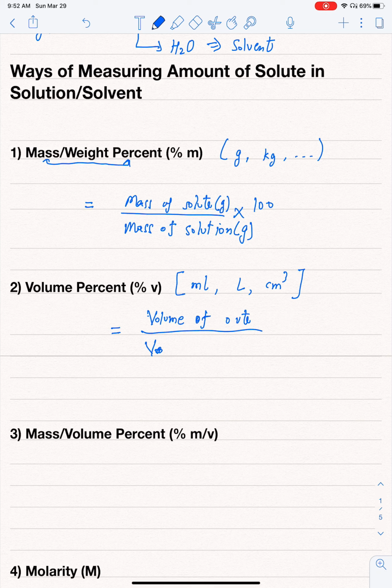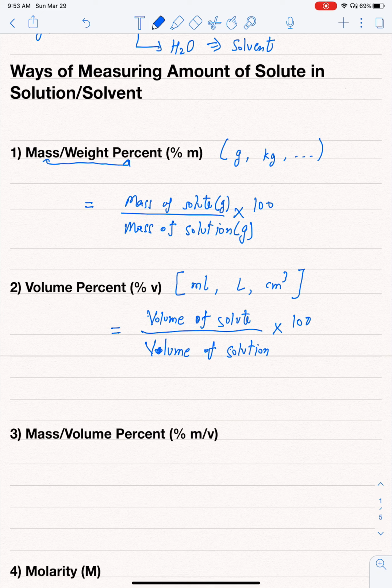Volume of solution. Both of these are going to be measured in the same units, and it doesn't matter what unit you use. You could use either milliliters for both of those or liters for both of those. As long as you're consistent, it's fine, and obviously times 100, so that gives you the volume percent.